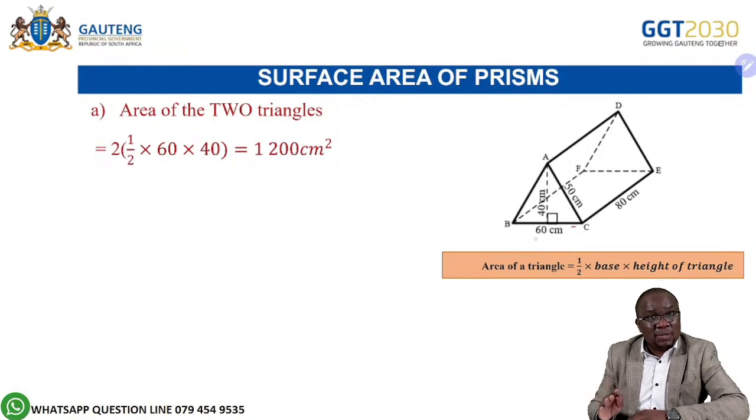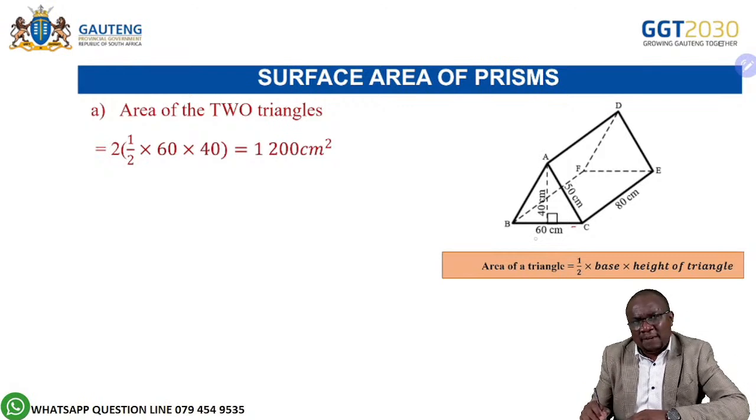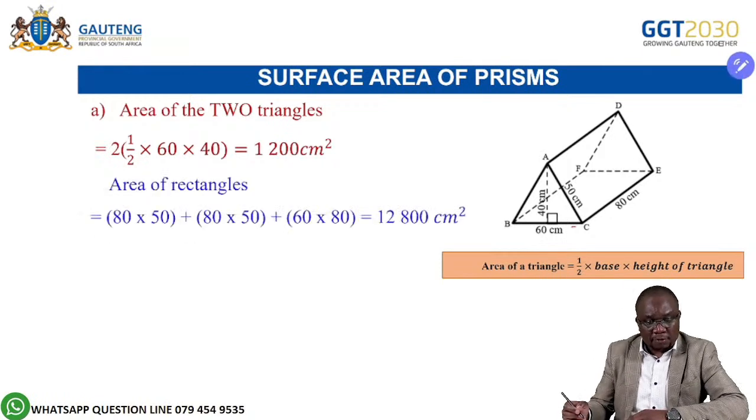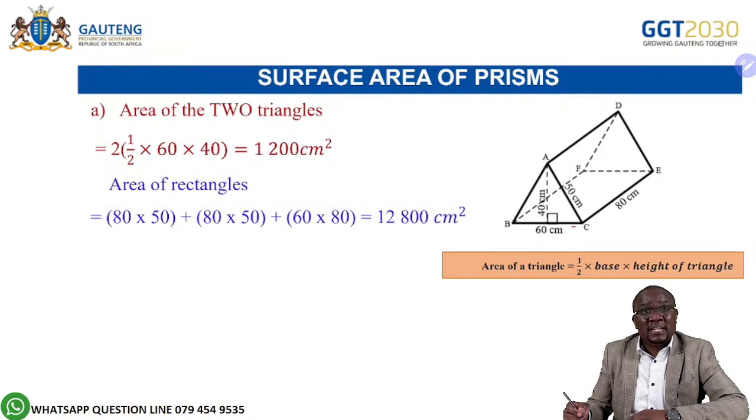Right. We are done with the area of the triangles. And then the rectangles, are the 3 of them the same? They are not the same. It's only 2 that are the same: rectangle ACED and rectangle ABFD. They are the ones which are the same. Otherwise, rectangle BCEF, the one at the bottom, is different from the others. So you have to be careful when you're dealing with these shapes. All the rectangles may be different.